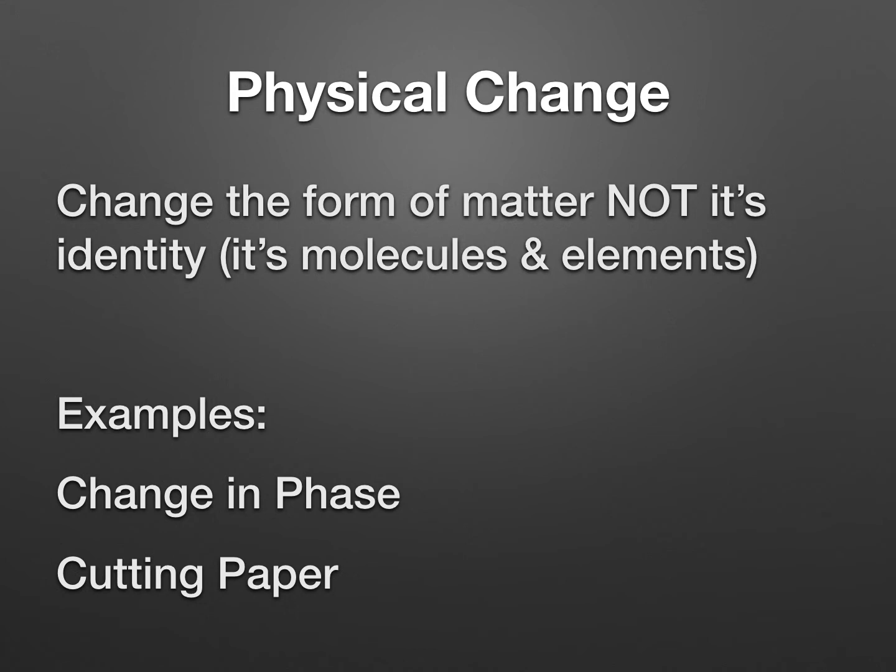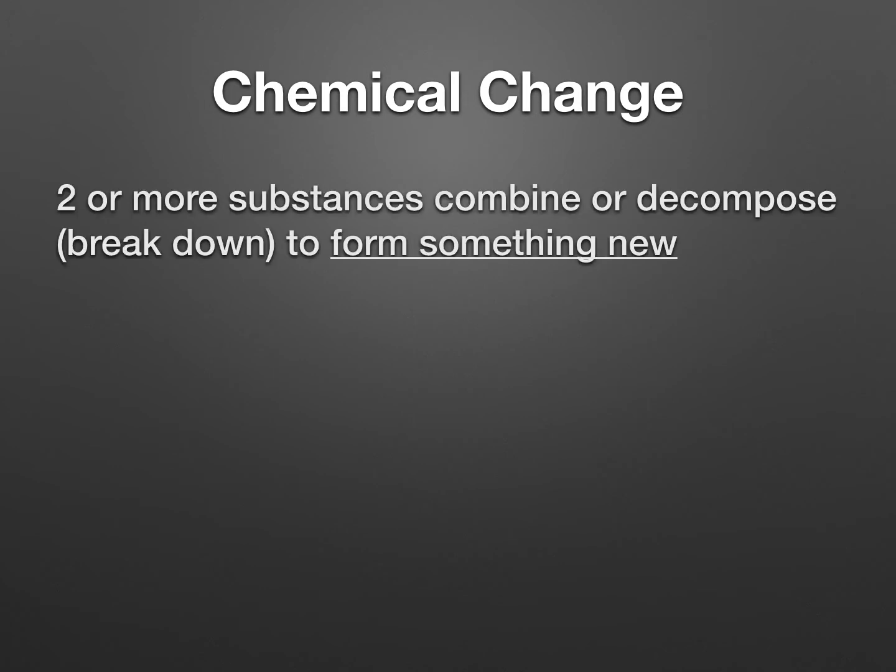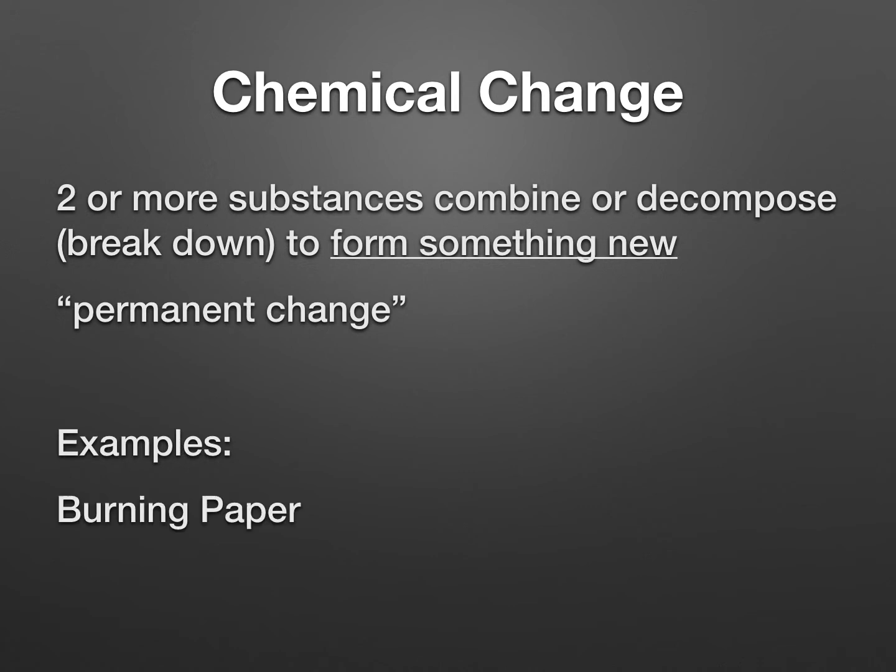On the other half of the front side of this bottom section, you're going to put the opposite of a physical change, which would be known as a chemical change. This is when two or more substances combine or decompose, which means break down, to form something new, which is also known as a permanent change, which means once this happens, you cannot go back to it. Some examples of that would be burning that paper, because once you burn the paper, there's no way of getting that paper back. And also baking a cake. Once you mix those ingredients up and you put them in the oven, those ingredients will never be flour again. It is a cake forever.